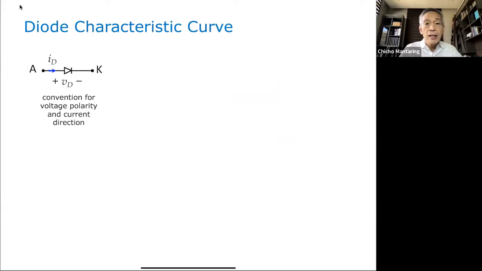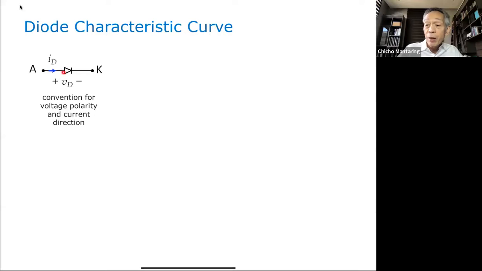Let's discuss the characteristics of a diode. The characteristics of a diode can be described by what we call its characteristic curve. But before we get into that, I'd like to show you the convention for voltage polarity versus current direction for a semiconductor diode. So if this is the anode and this is the cathode, the standard polarity we assign for the voltage across the diode would have the anode positive with respect to the cathode.